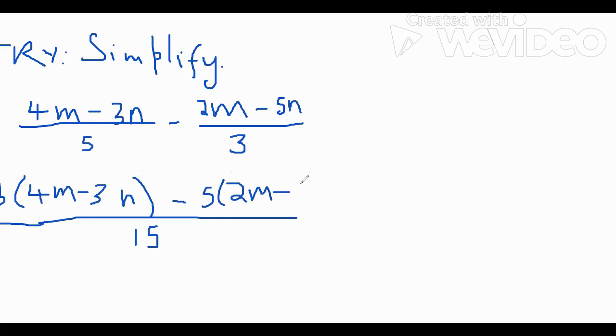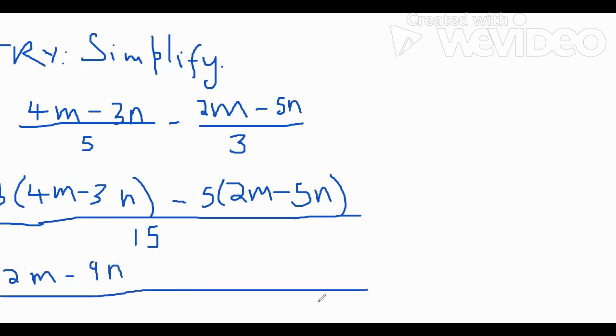Then you start to multiply: 3 times 4, 12m minus 9n, 3 times 3, 9n. Take away sign. 15, yes, take away sign. 5 times 2, 10m. Minus sign. 5 times 5, 25n.